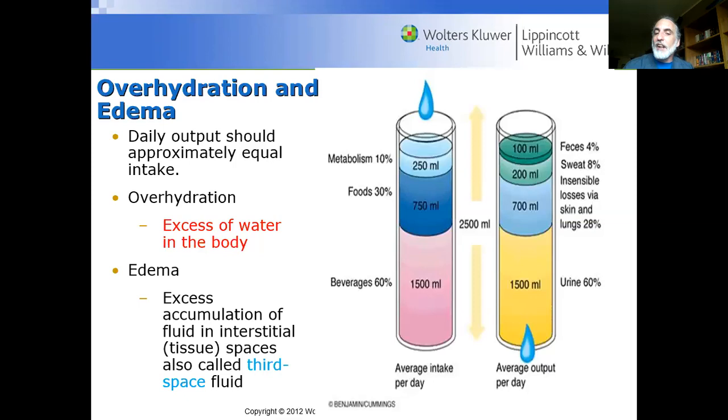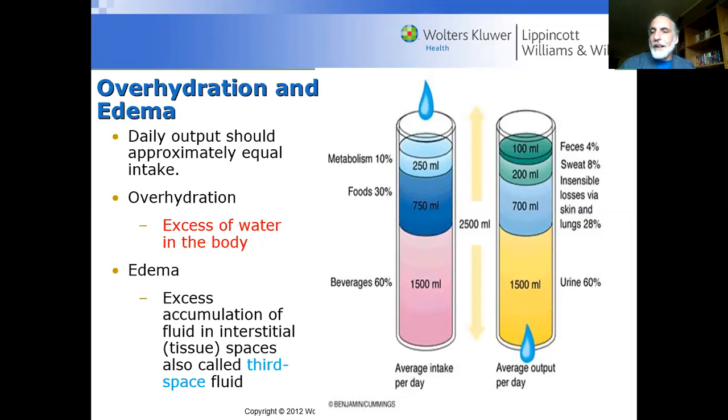We'll just go with percentages here. And then the beverages that you drink, about 60% of that is your average intake of water. Going out, you lose water in feces, in sweat, other insensible losses, and obviously urine output.